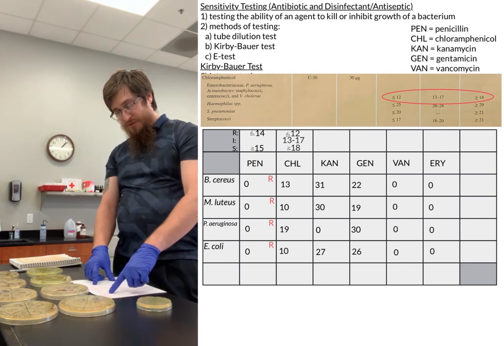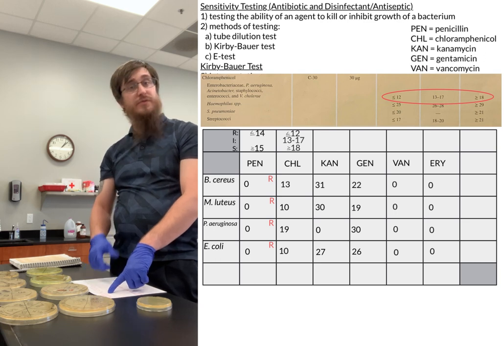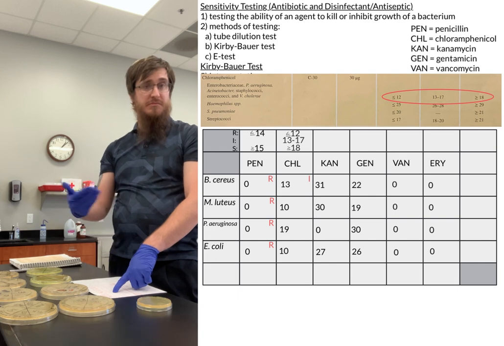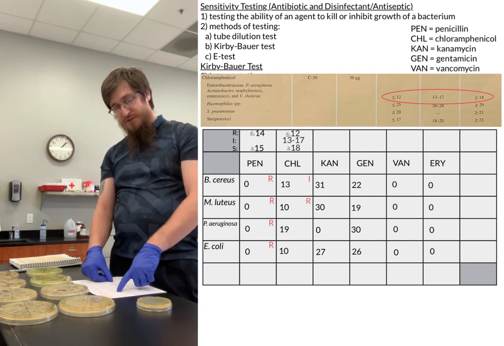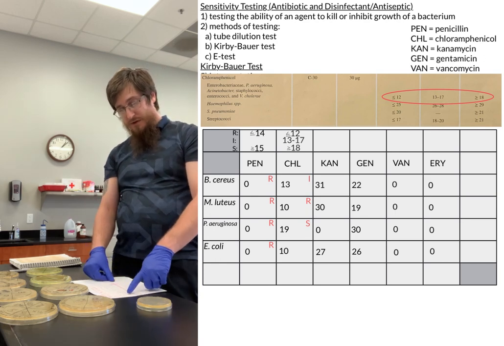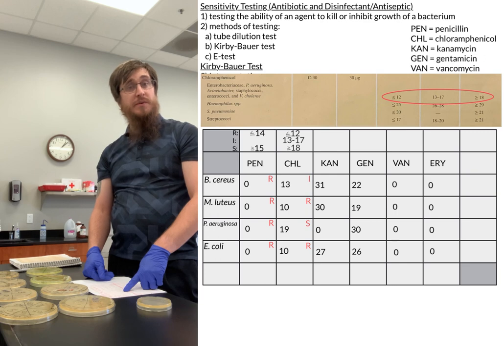So as we're looking down through our list, we can tell that Bacillus cereus, having a 13 score, would be intermediate. Micrococcus luteus, having a 10 score, is resistant. Pseudomonas aeruginosa, having a 19 score, is susceptible. And then E. coli, having a 10 score, again, is resistant. So that would be the scores that we would give for that one there.